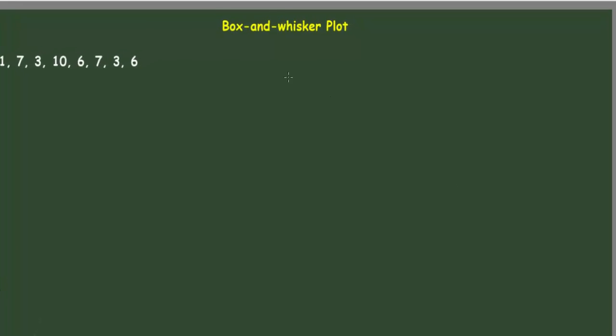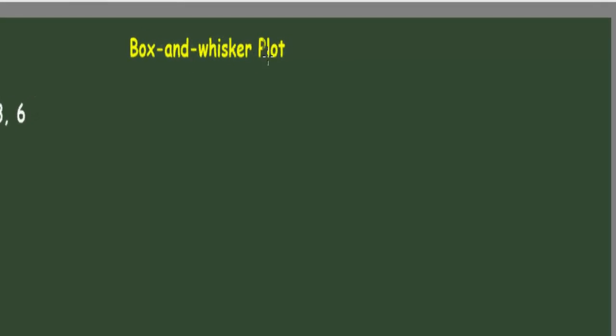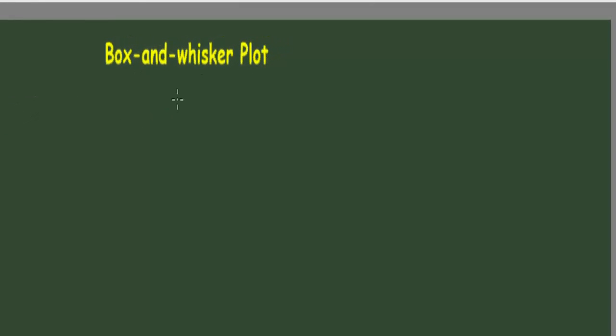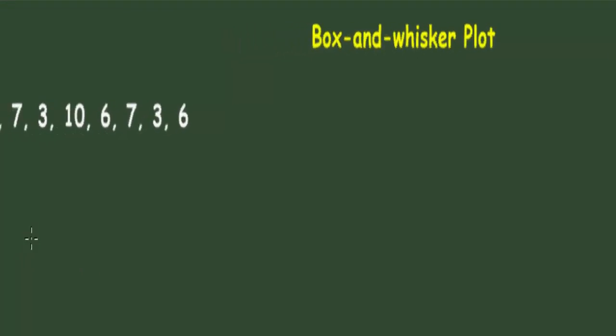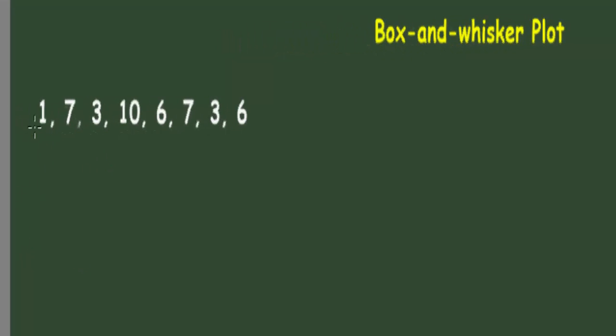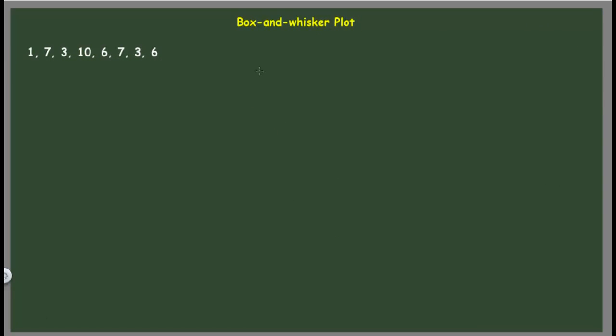Hey, what's going on? In this video, we're going to talk about the box and whisker plot, or diagram. This could also be called that. We're going to use this set of numbers to find the values that are required, and then we will draw or sketch a box plot. First of all, the box plot is all about finding the median, the minimum value, the maximum value, and the first, second and third quartiles. The second quartile is the median, and this is what we're going to be doing.